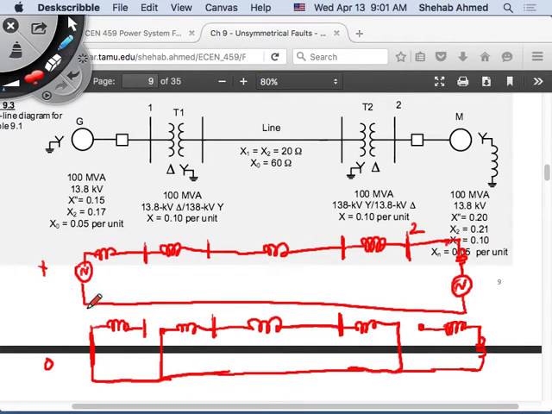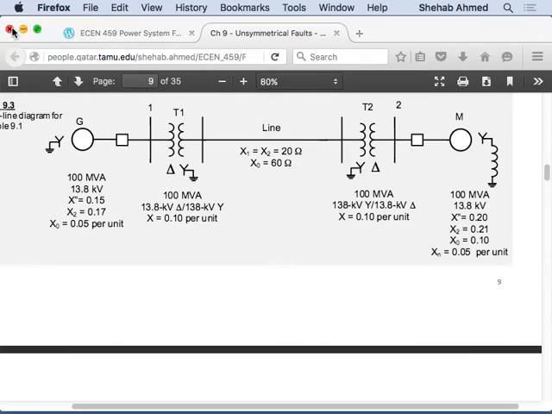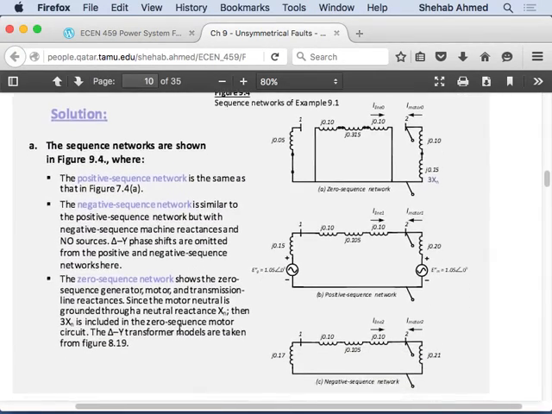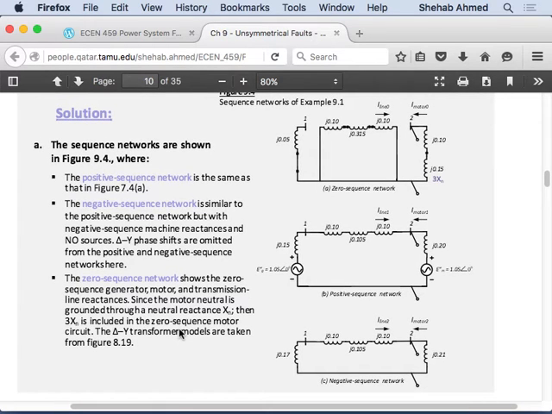Positive sequence circuit, and negative sequence looks like the positive but with a short circuit around the sources, right? So let's look at how they solved it. They drew all of them. So here the positive sequence circuit, the two sources, the rest of the impedances, the zero sequence circuit, and the negative sequence circuit. For the transformers, they use the same impedance, by the way, for the positive, negative, and zero sequence. They just use the same impedance here.